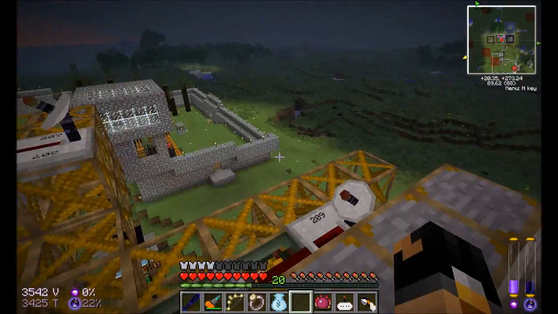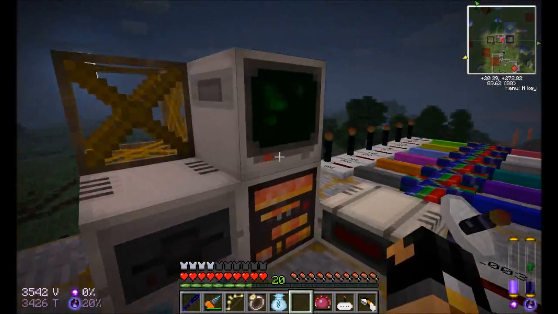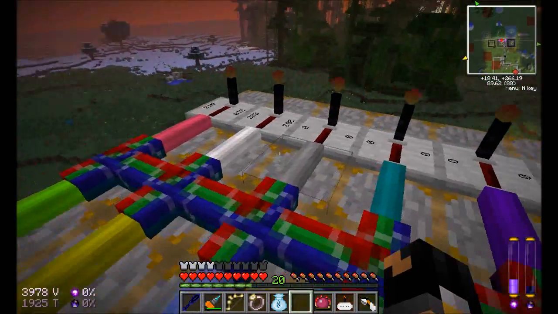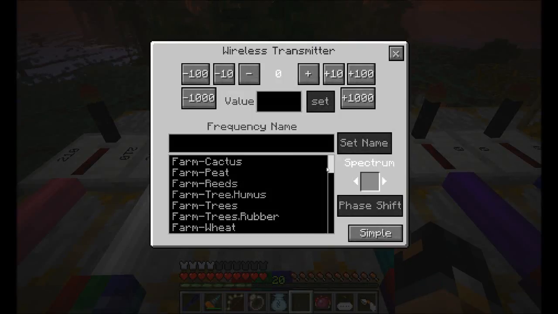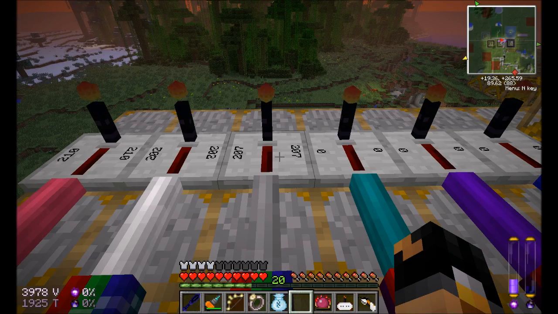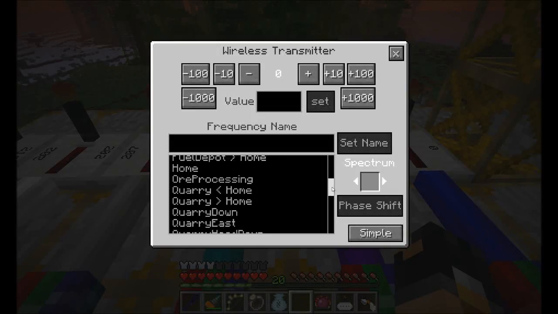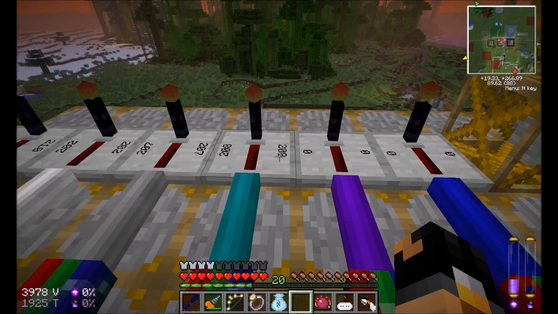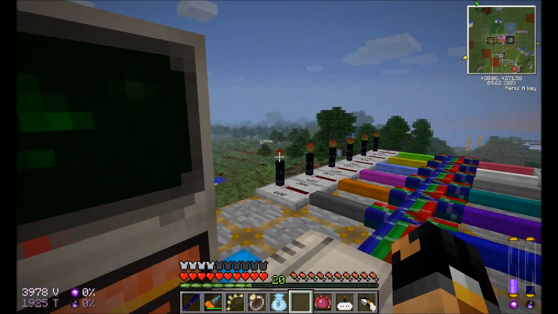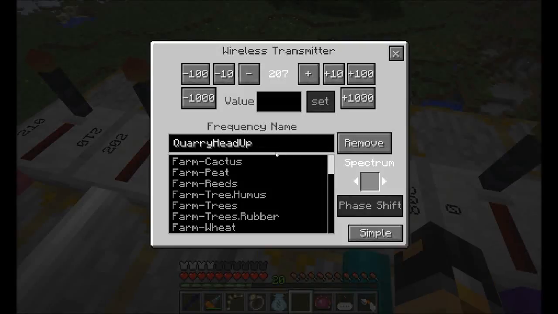So there's the quarry left and right. Now I just need the quarry up and down. So if this one was 128, this one here should be 256. Quarry head up, and then quarry head down. Just to make sure. So that's my up.